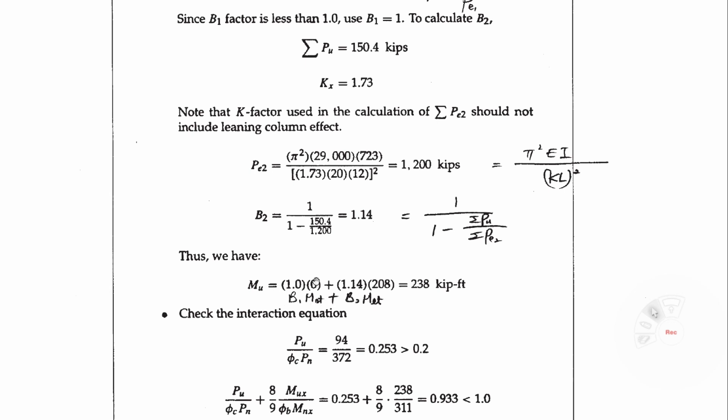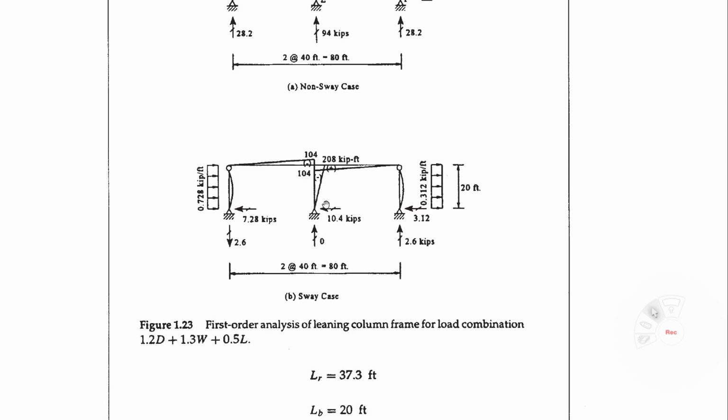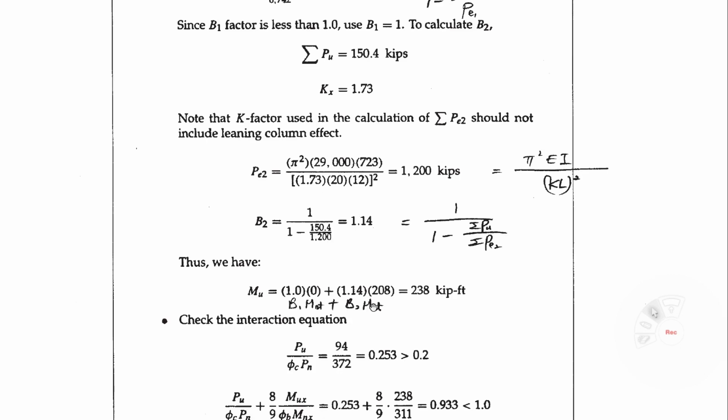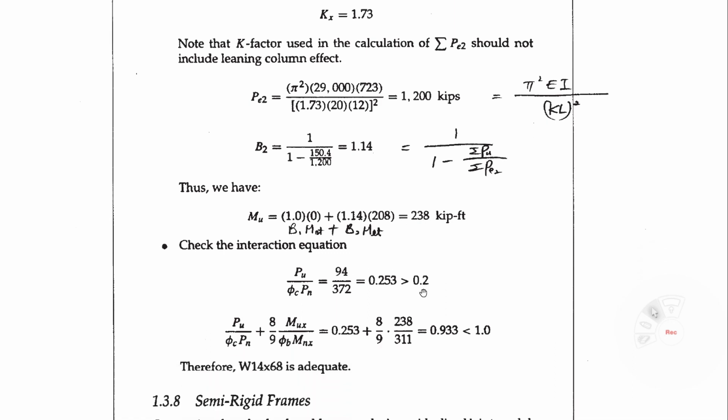So Mu equals B1 MNT plus B2 MLT. B1 equals 1, times 0, plus 1.14 times the moment, which is 208, this moment. Then the resulting Mu is 238.